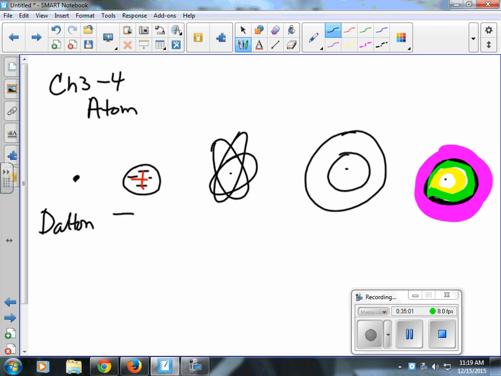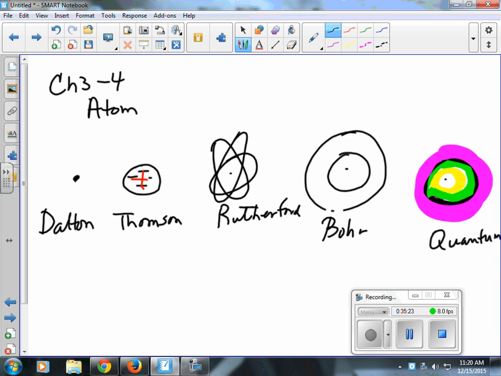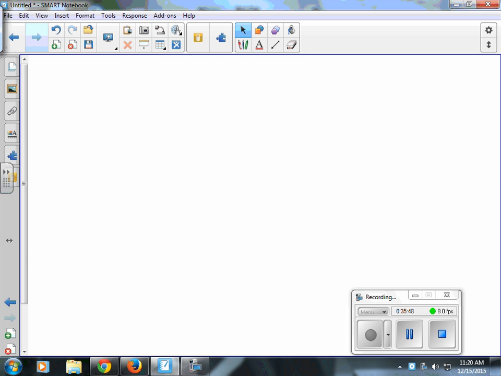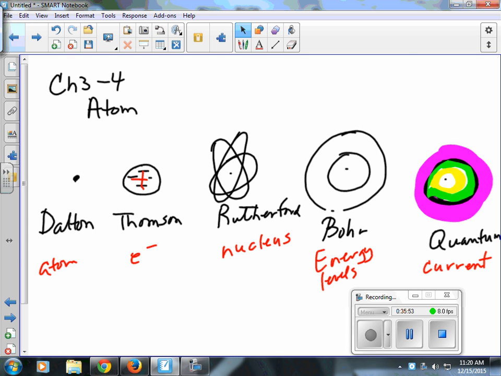Okay, whose model is this? Thompson. Oh, wait, was Rutherford? Okay, Thompson, this is Rutherford. Bohr, and then quantum. Bohr discovered energy levels, right? And this is the current model. The last one's a 3D one, right? Yeah, that one's 3D. This one's 2D.